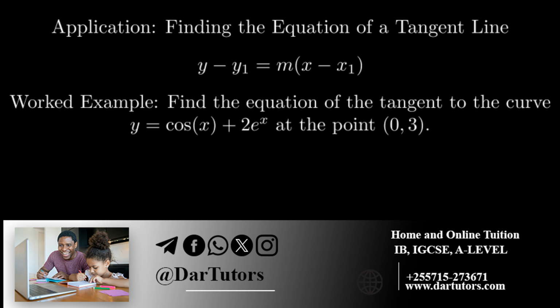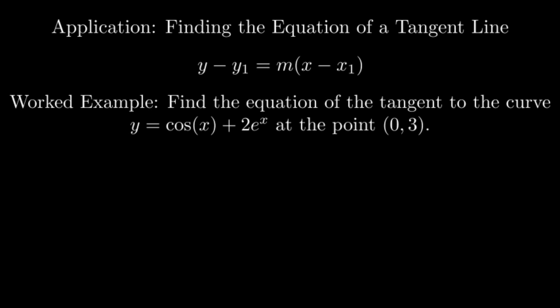We need to find the equation of the tangent to the curve y equals cosine x plus 2 e to the x at the point 0, 3. We are given the point x comma y as 0, 3, so we just need to find the gradient, m.